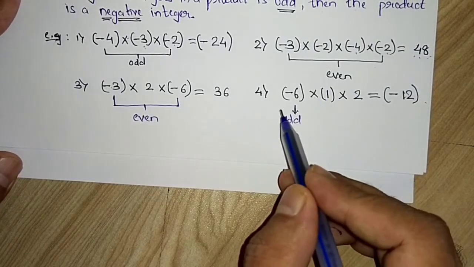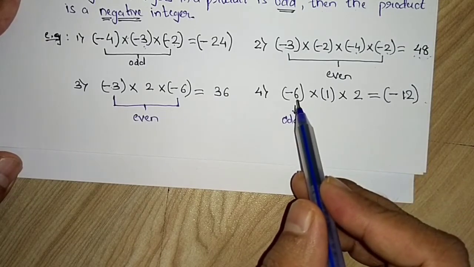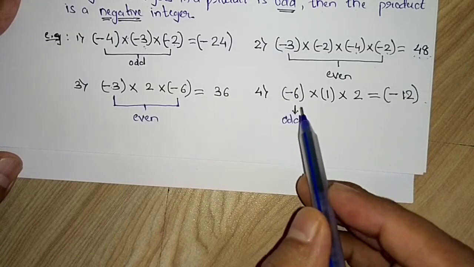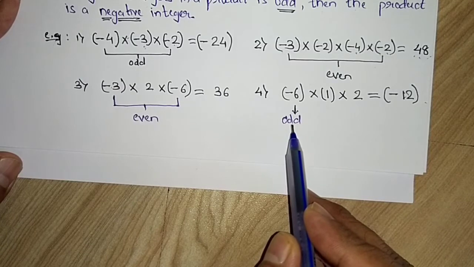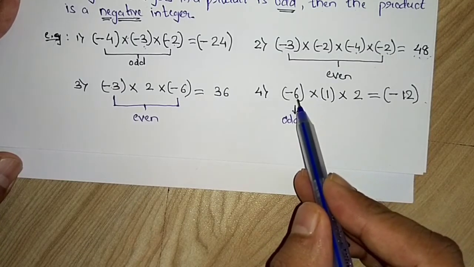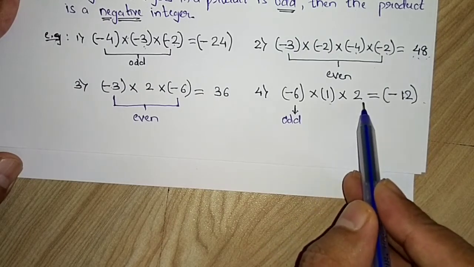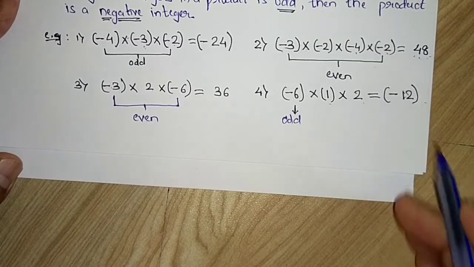Okay, now question number 4. Example number 4. Again here it is minus. Okay, only 1 minus, and 1 is odd. So what will be your answer? It will be negative, definitely. But we will multiply first the numerical value. 6 1s are 6, 6 2s are 12. I will write 12, and since it is odd, I will write minus.